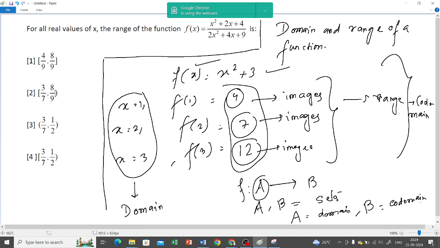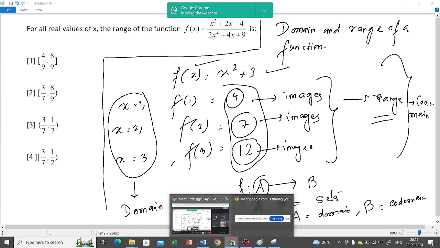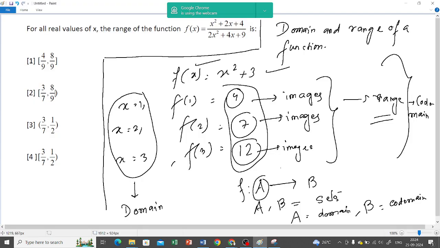What is the codomain? Codomain is the set of which the range is a part. What is the range? Range is the set of images. And what is an image? Image is the value that the function yields when you put in a value of x. Did you understand?